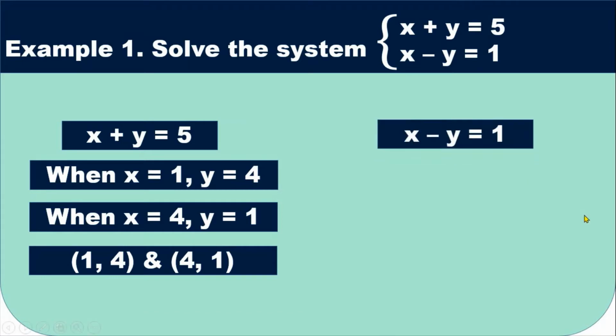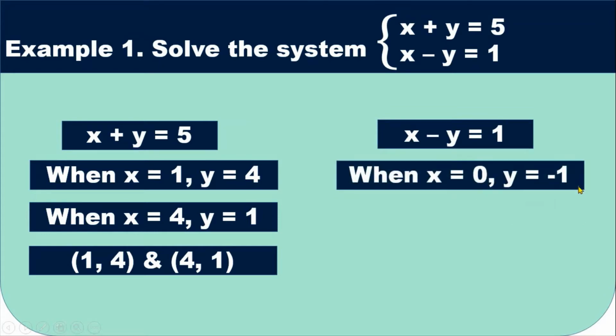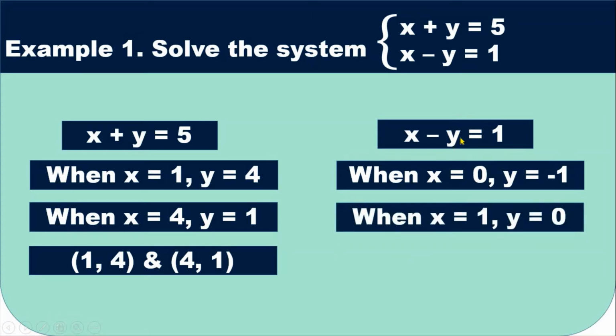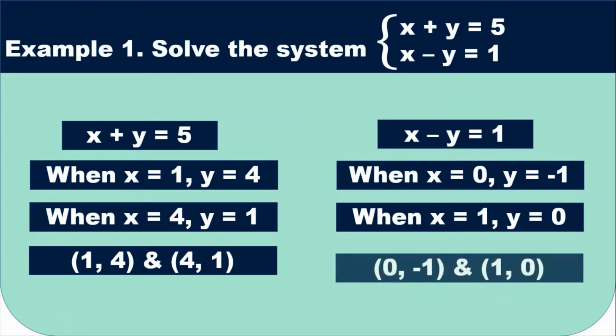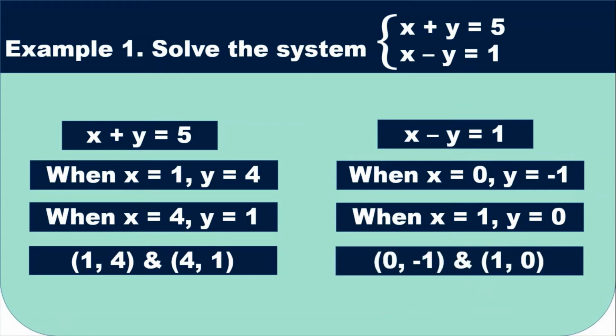Let's have the second equation. Assigning value for x, let's say when x is 0, y should be negative 1, so that 0 minus negative 1 is equal to 1. Another, when x is 1, y should be 0, so that 1 minus 0 is equal to 1. Therefore, the graph of x minus y is equal to 1 passes through the points (0, -1) and (1, 0). And now we're ready to draw the graph of our equations.